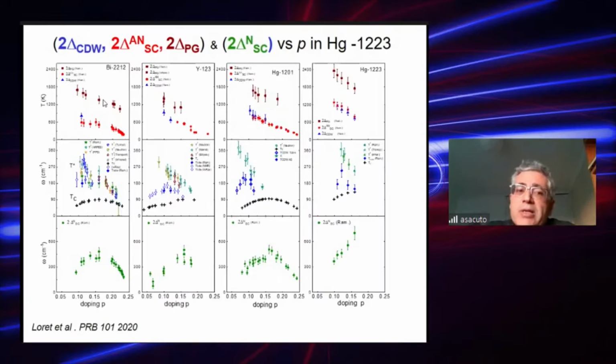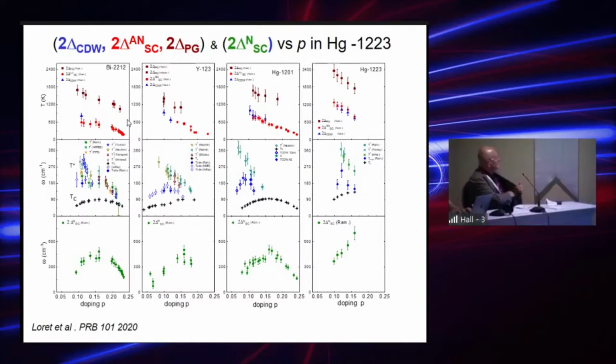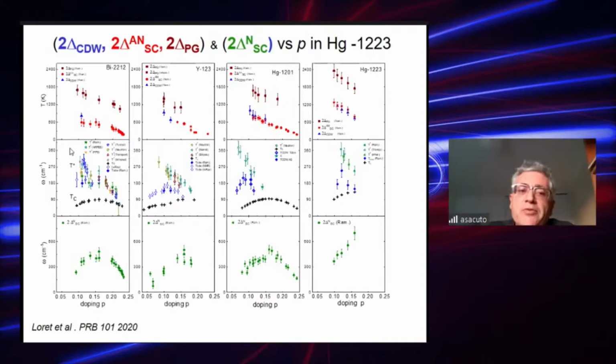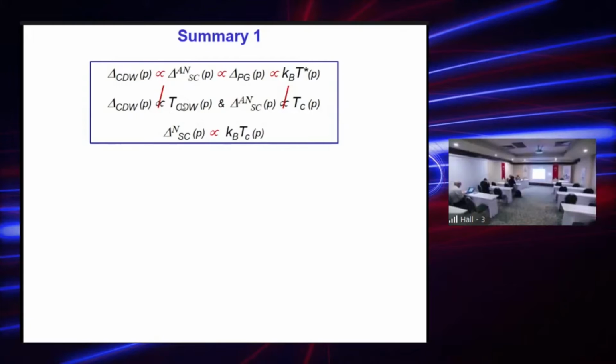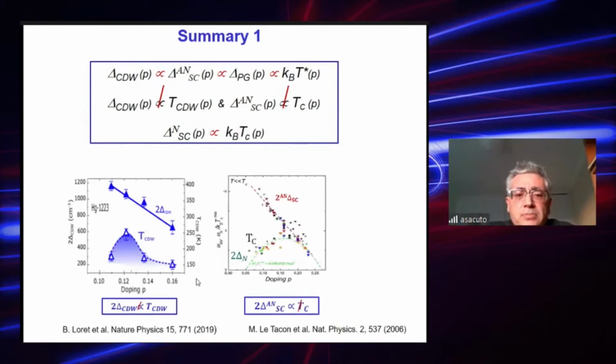And these three energies vary linearly as a function of the gap and follow T star, and not TC. The only one that follows TC is the nodal superconducting gap. So let me summarize. The energy of the charge density wave is proportional to the energy of the antinodal superconducting gap, and it's proportional to the pseudogap and follows T star, while the energy of the charge density wave is no more proportional to the transition temperature of the charge density wave, and no more proportional to TC.